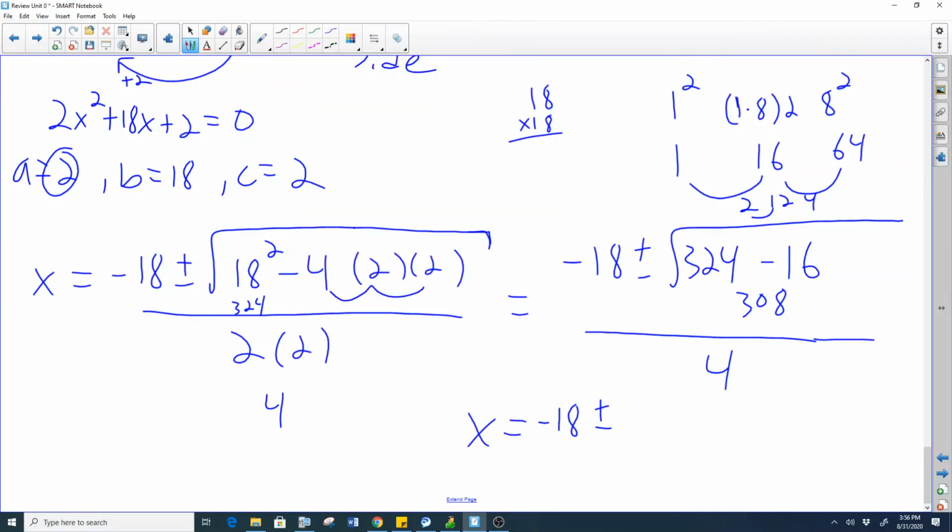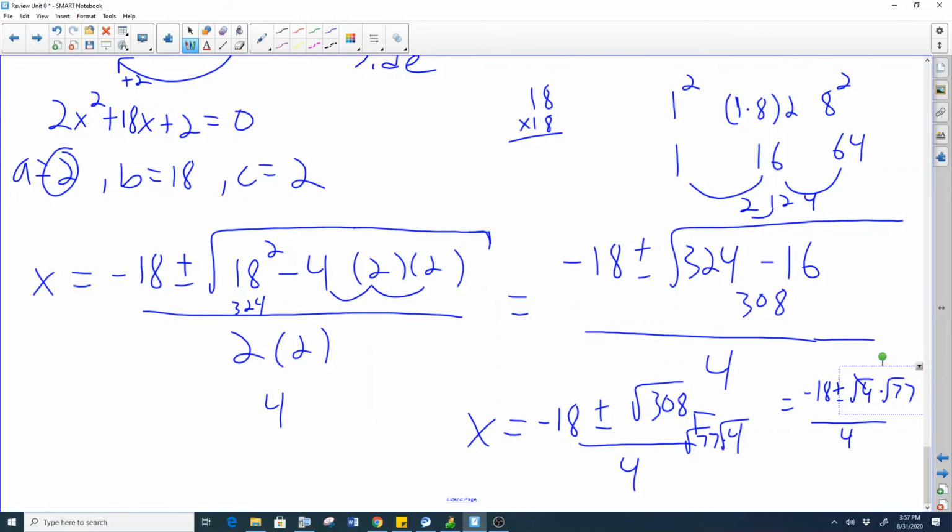So now we're going to take the square root of 308 all over 4, and we're going to go ahead and factor that 308 into 77 times 4. And that means we can square root those individually, right? So now we're looking at negative 18 plus or minus the square root of 77 and the square root of 4. Because if you combine those together, you get the 308 back again. And then what's the square root of 4? The square root of 4 is just 2. So now we have negative 18 plus or minus 2 radical 77 all over 4.